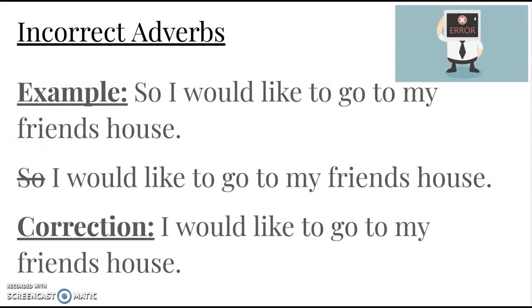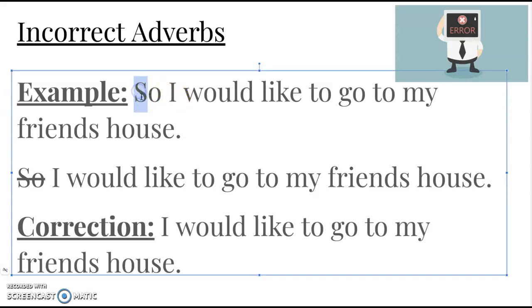Incorrect adverbs I see occasionally too. So my example, "So I would like to go to my friend's house." You don't need the word so. You shouldn't start a sentence that way. It should be, I would like to go to my friend's house, period, okay? You don't have to have so in there. That's when we start to see run-on sentences, when we add in those adverbs in certain places. And we shouldn't be starting a sentence with an adverb.